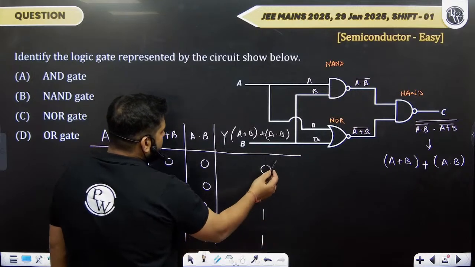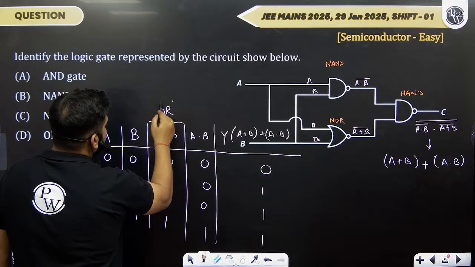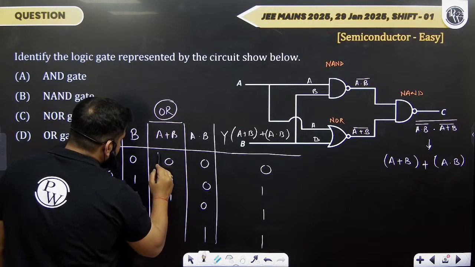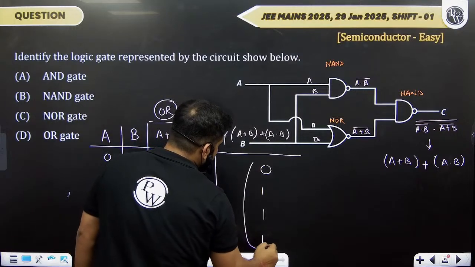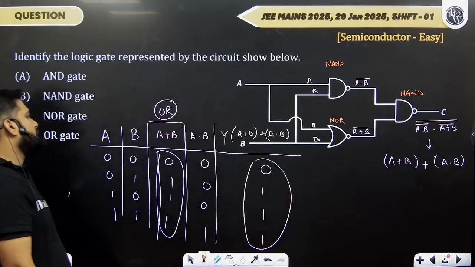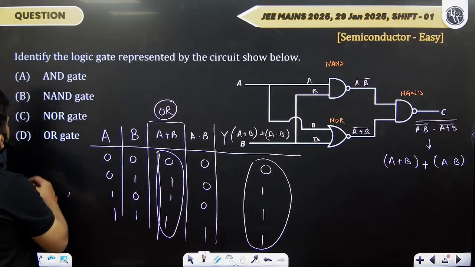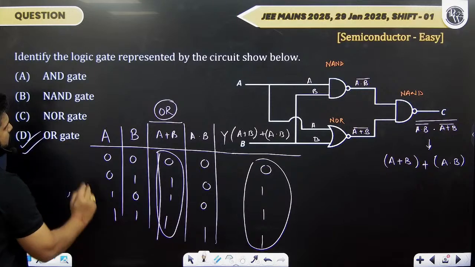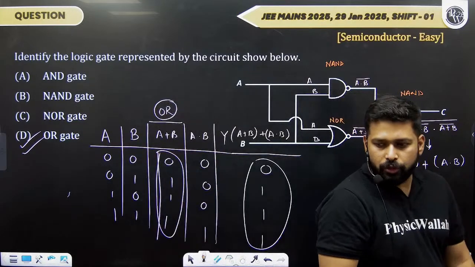So as you can see, this is OR, isn't it? This is our OR gate. So if you look at the output that we have got in the OR gate and the output that we have got in the final thing, exactly representing that of the OR gate, which is option D. So OR gate should be the right answer to this problem.